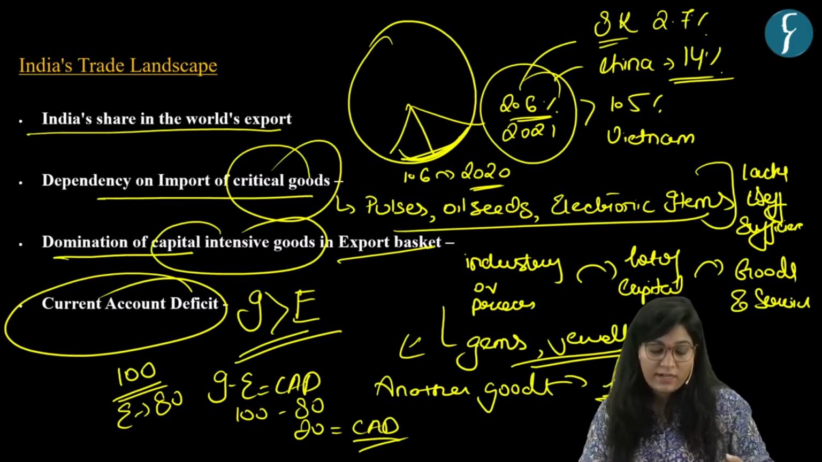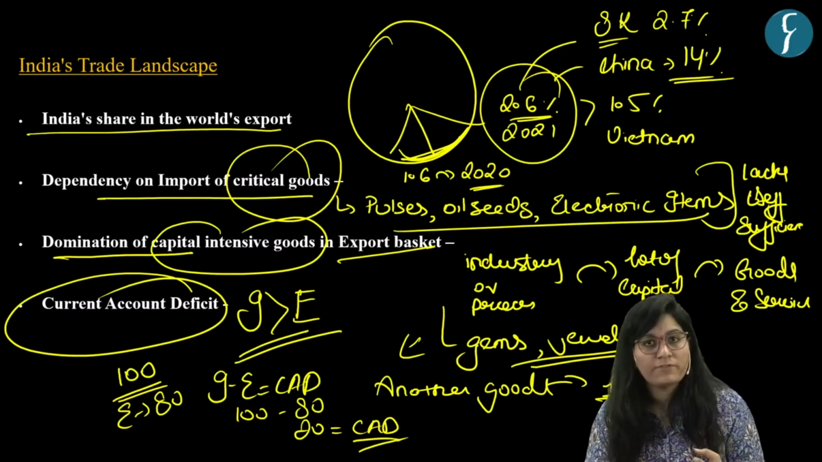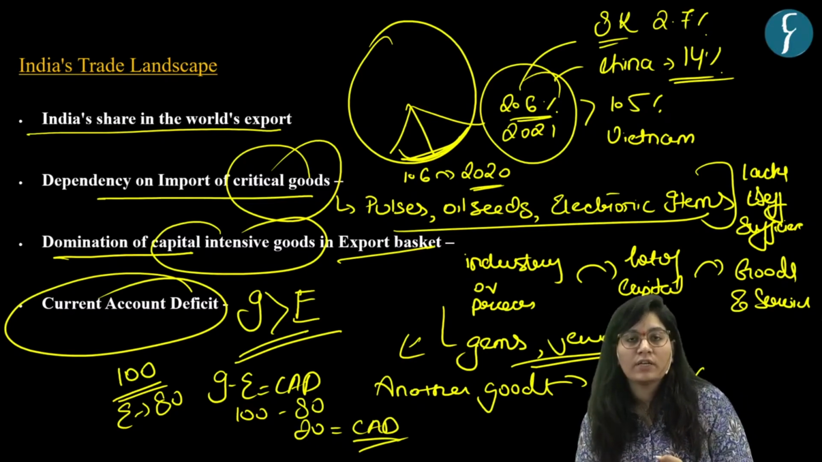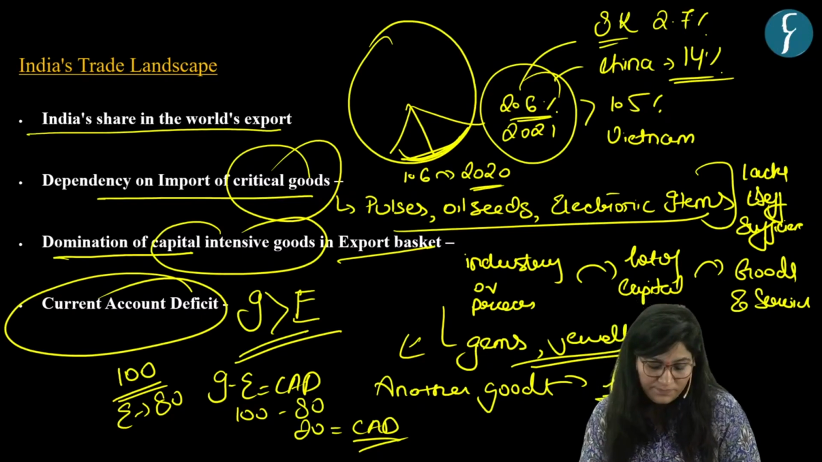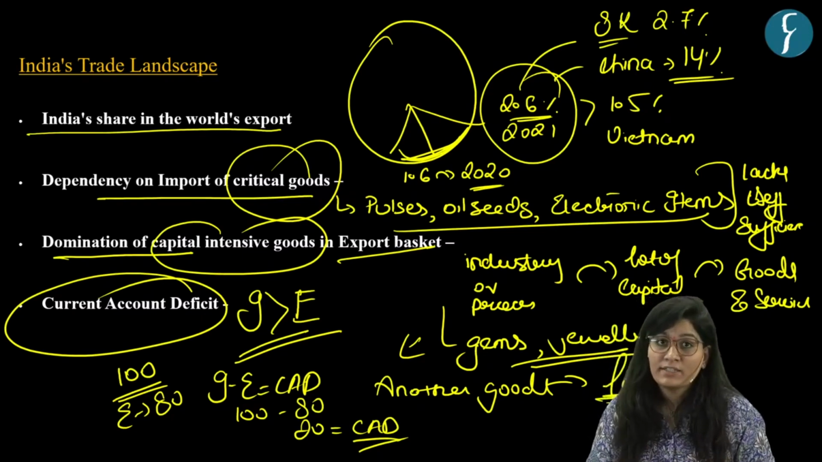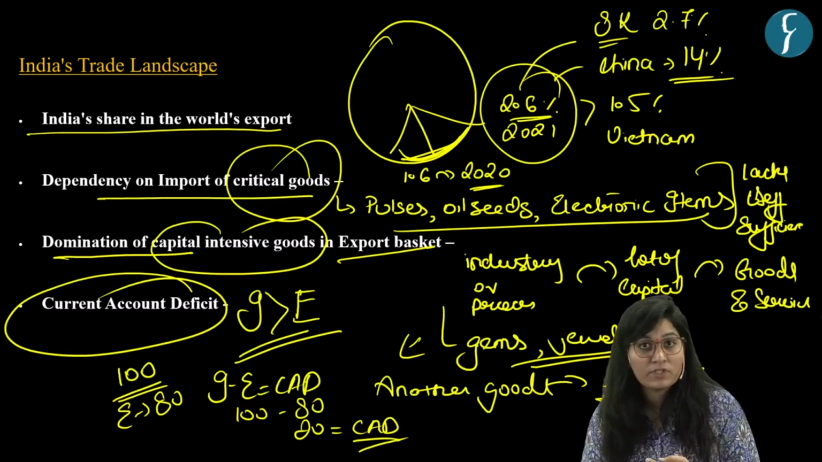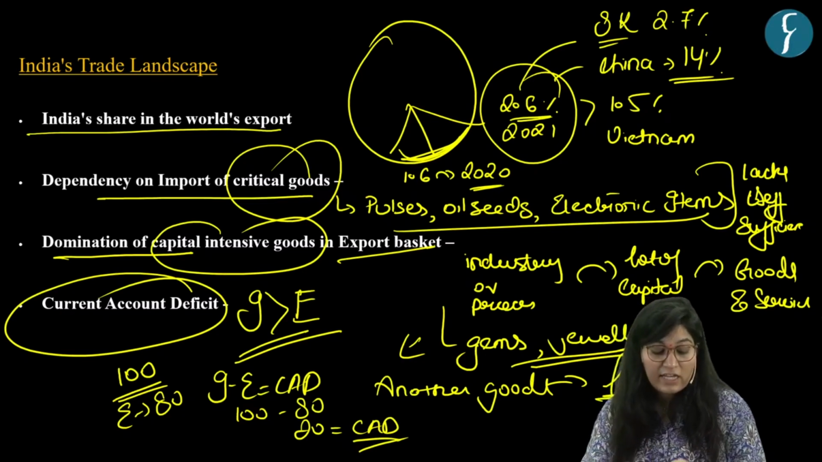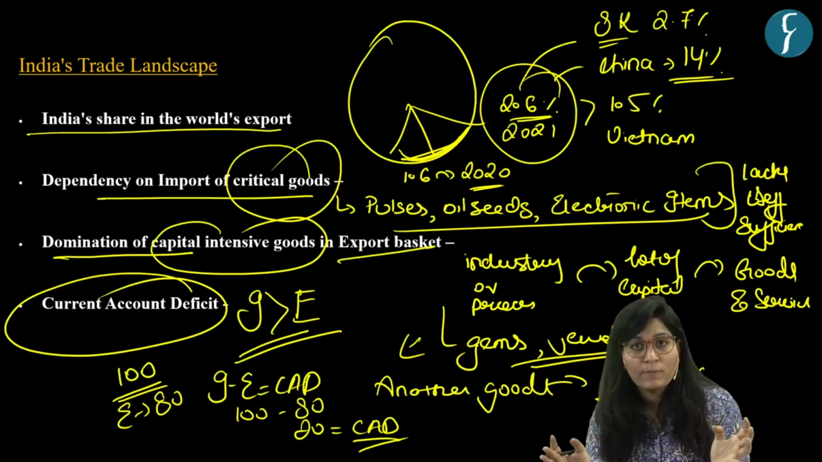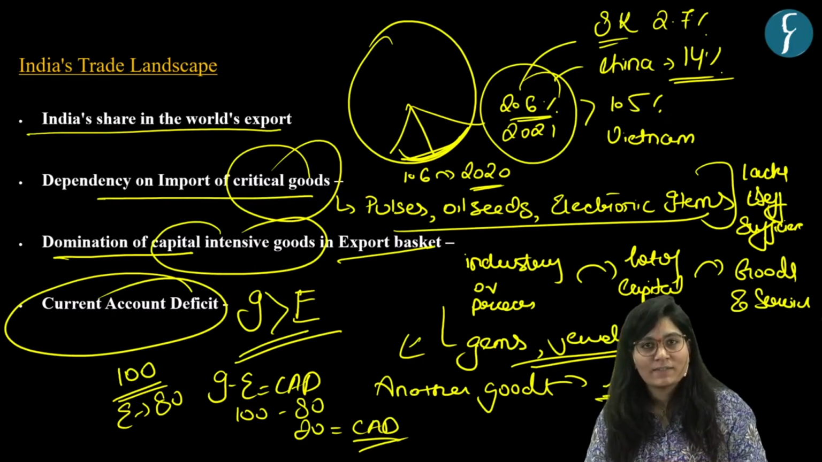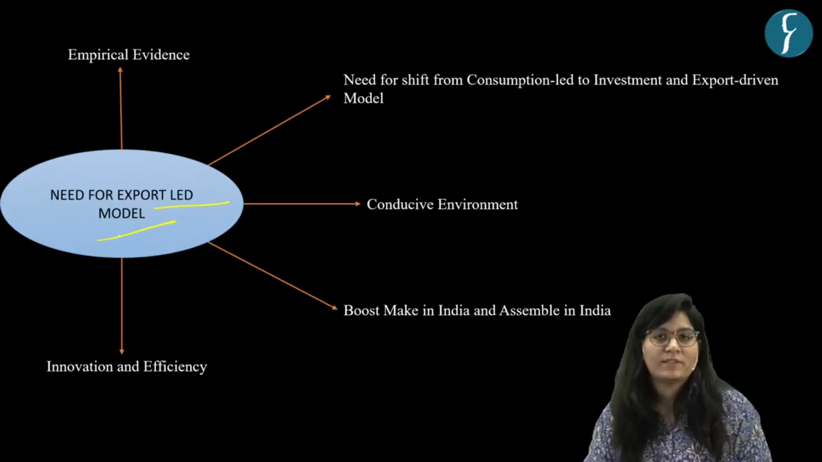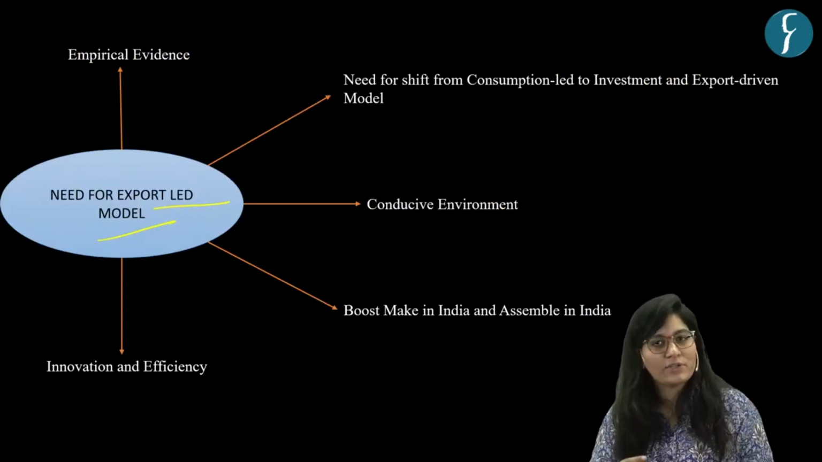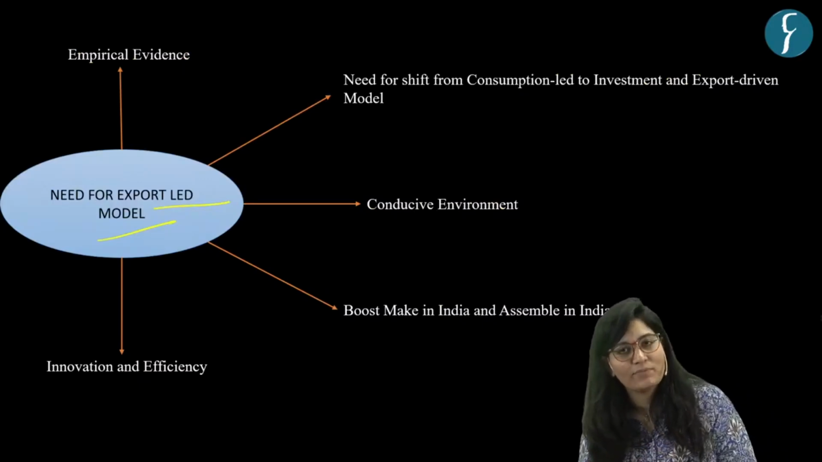Now you know that there's a domination of capital intensive goods, which is not good for the current scenario with respect to job creation. Then we are still dependent on imports of critical products. Then India's share in world exports is quite low, as we have just seen. So because of all these factors, there's a need for an export led model. Okay. Now you understand why there's a need for an export led model.